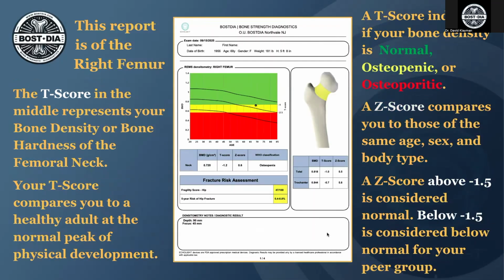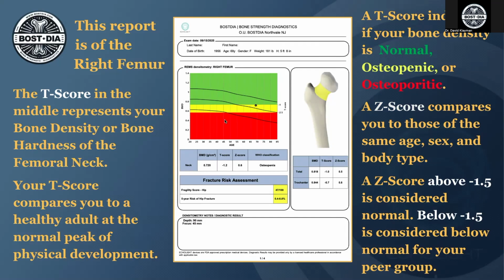Now, on your next report, you either would have a right femur or left femur. Both of these reports are identical. We'll use this person's right femur to give you an example of what you're looking at. On page 1, very similar to the spine, you'll see a T-score right in the middle. This person has a T-score of a minus 1.2. You would look there first.